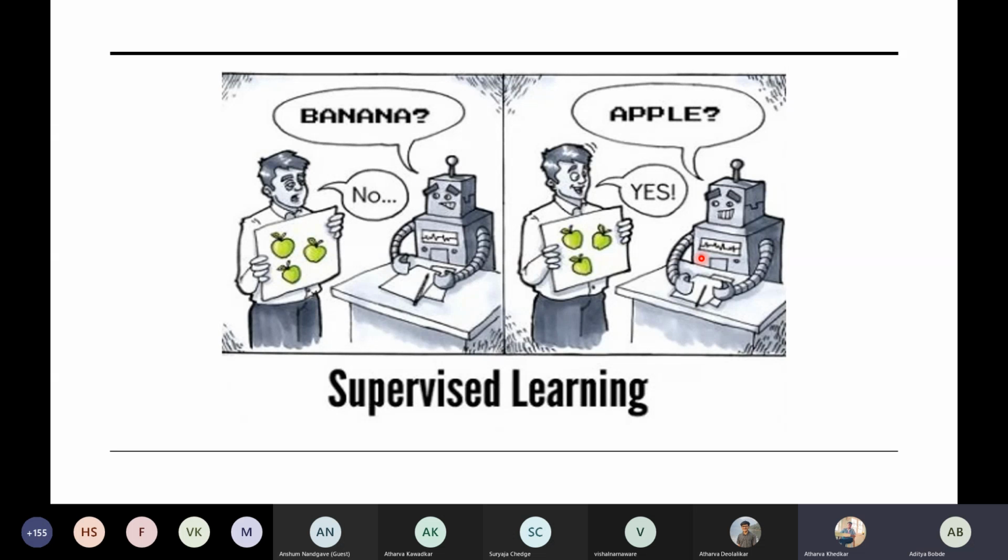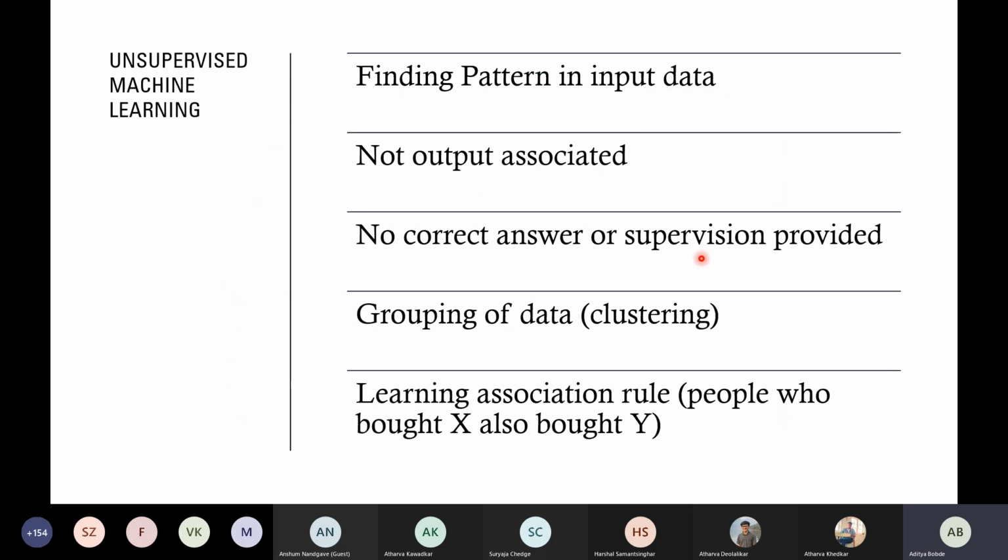Okay, great. Absolutely. So I hope you know what Atharva has explained with a very simple example. This is the best example I have ever seen. Okay, so moving on to the next, we have unsupervised machine learning. We have seen supervised machine learning. Now we will move on to unsupervised learning.